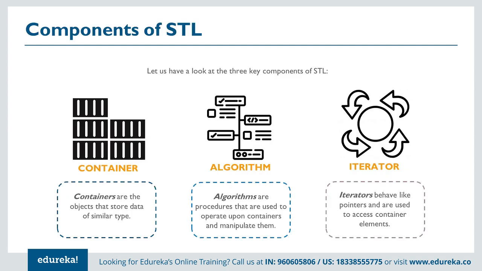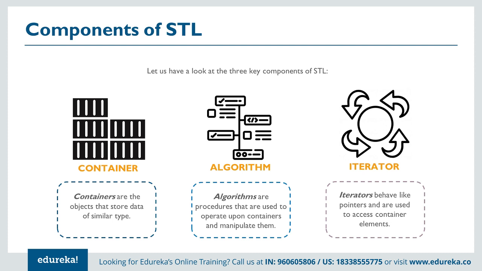Now, what are the various components of STL? So let us look at three major or key components of STL. One is container, another is algorithm, and another is iterator. So first of all, what is a container? Containers are the objects that store data of similar type. So container is basically a location, you might call it, or a memory address, where you store your data. So it constitutes a container.